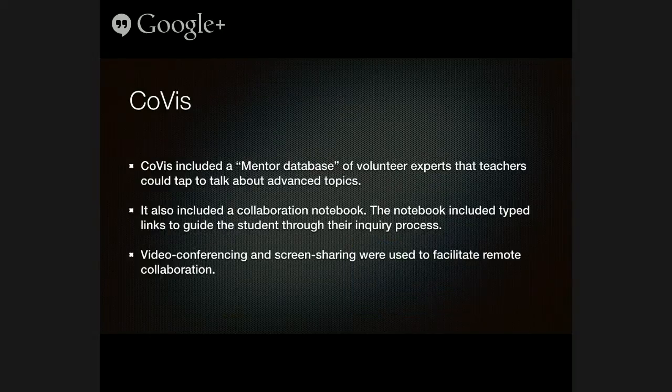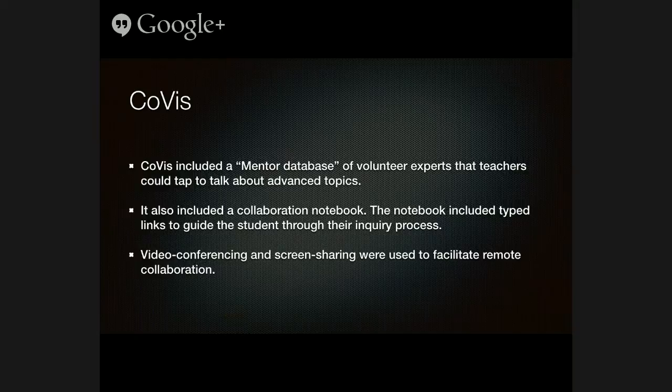CoViz included this mentor database that teachers could tap to talk about advanced topics, where they could be like, all right, today is geology day. And that one day they would have a geologist at the U.S. Geological Survey sitting at their desk, and they weren't lecturing or anything. They were just there, with a camera on them while they were doing their work. And if the students wanted to, they could be like, "Excuse me, Mrs. Rock. I have a question about geology." And then Mrs. Rock would be like, "Oh, okay, tell me, student." And they would have a little conversation about it. And then everybody would move on with their day.